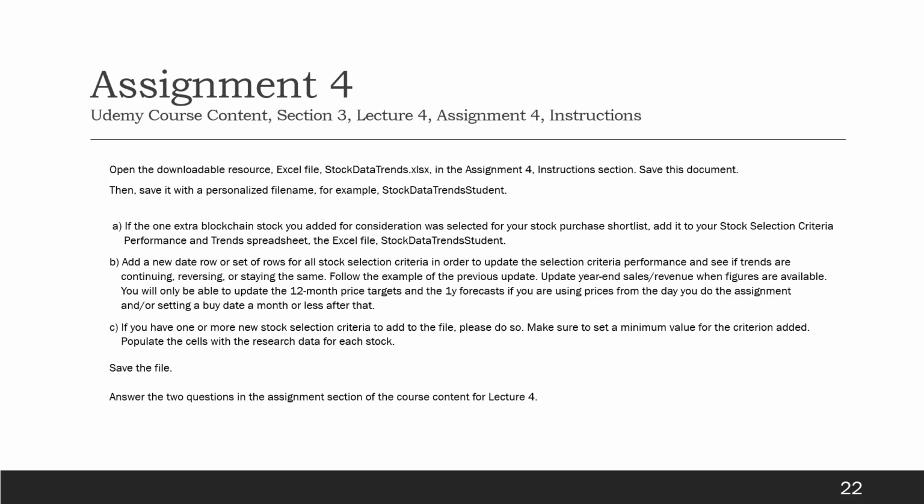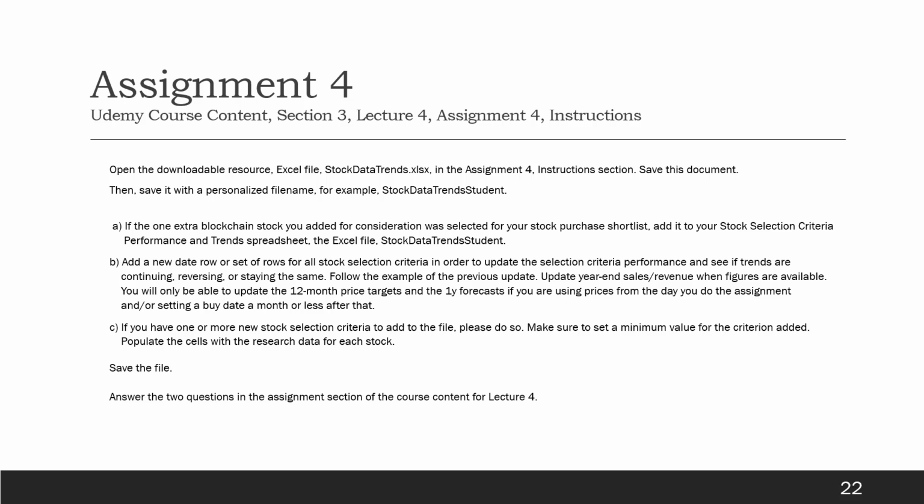Assignment for Lecture 4. Open the downloadable resource Excel file, Stock Data Trends, in the Assignment 4 Instructions section. Save this document, then save it with a personalized file name, for example, Stock Data Trends Student. A. If the one extra blockchain stock you added for consideration was selected for your stock purchase shortlist, add it to your stock selection criteria performance and trends spreadsheet, the Excel file, Stock Data Trends Student.